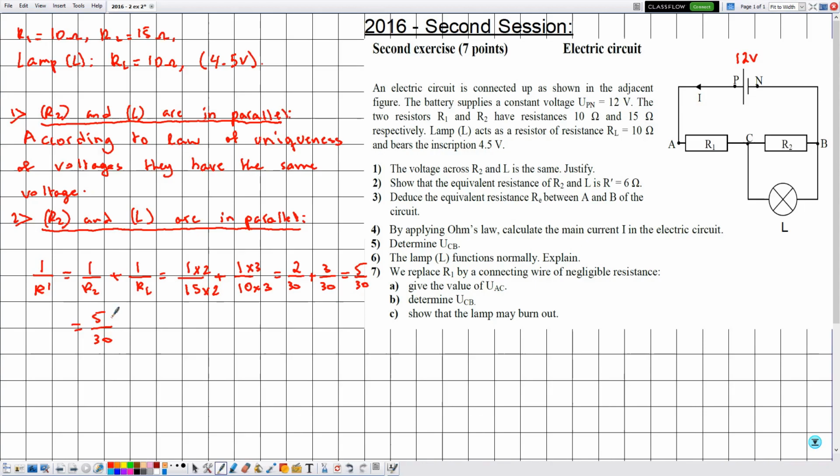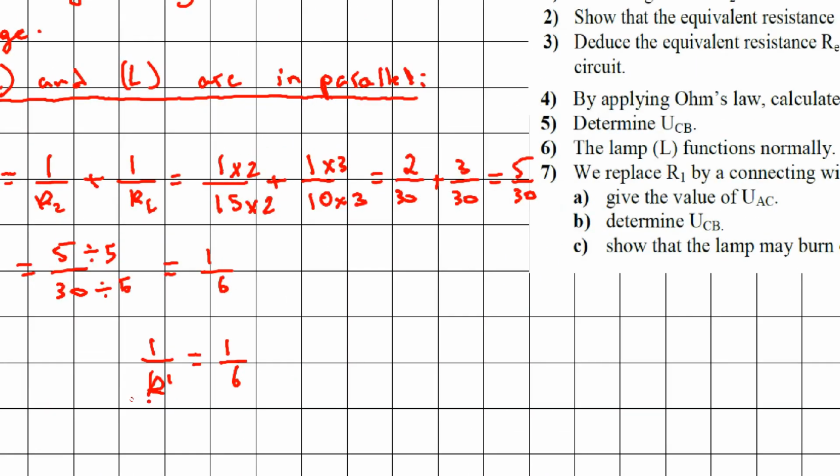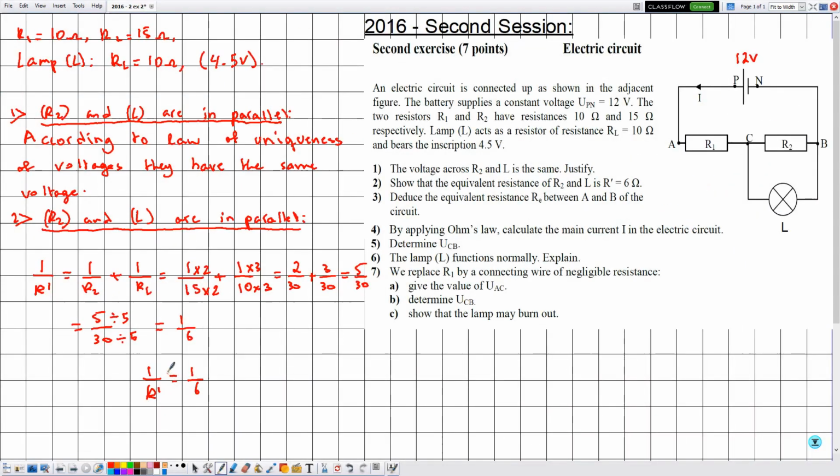Now dividing by 5, to reduce this fraction will give us 1 divided by 6. Now here 1 over R prime is equal to 1 over 6. But since we are interested in calculating the value of R prime, if we cross multiply, then the value of R prime will be equal to 6. And we don't forget the unit, and the unit of resistance is ohms.